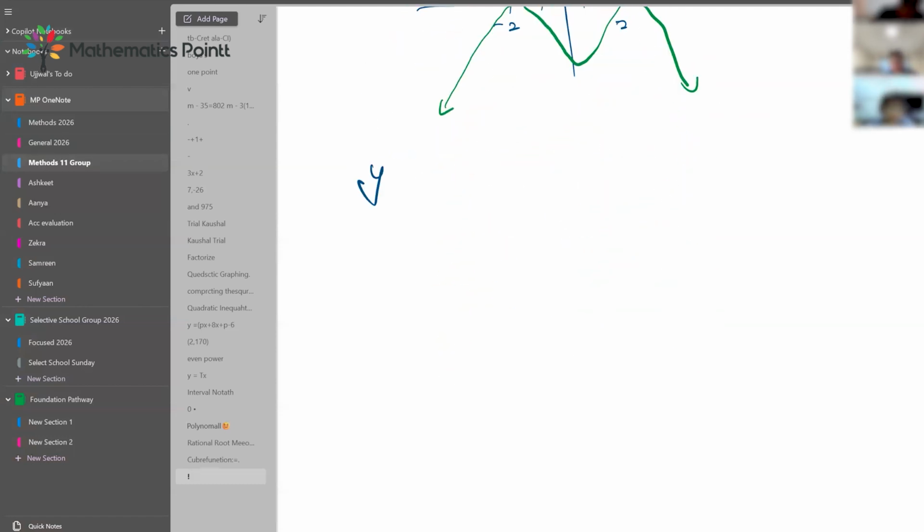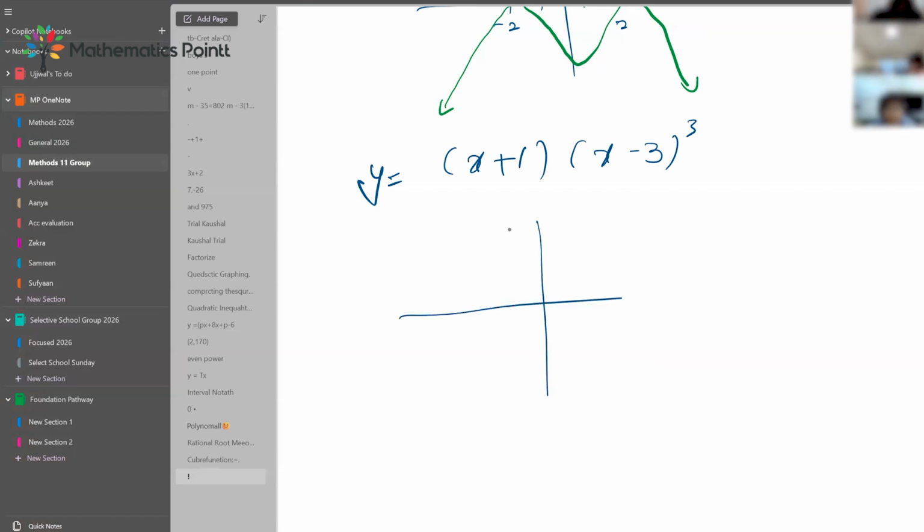So let's say now you have y equals x plus 1, x minus 3 cubed. Still a quartic? Yes, everyone? Let's draw it. Minus 1 is over here, and 1, 2, 3. This is a cut. This is a point of inflection.